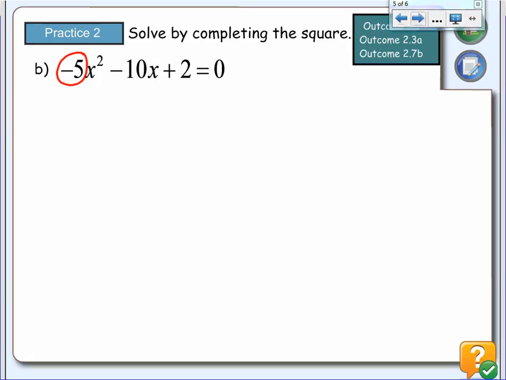Because the only way to make it equal to 1 is to divide everything by whatever your A value is. So I'm going to divide every single term by negative 5. And you notice that that makes things messy because 2 divided by negative 5 is not going to work out nicely. These will cancel to give me x squared. The next one will become plus 2x, which that one's not bad, but it's this constant that's not so nice.